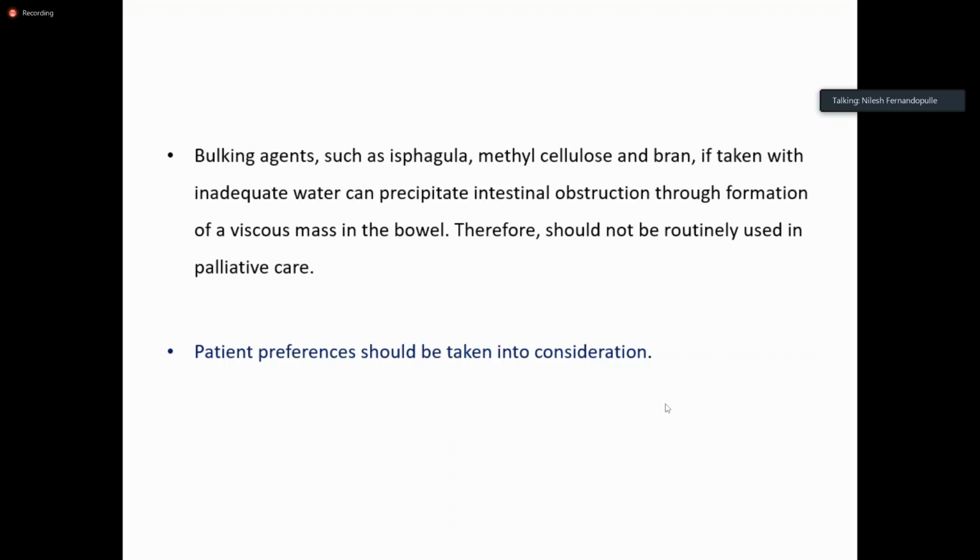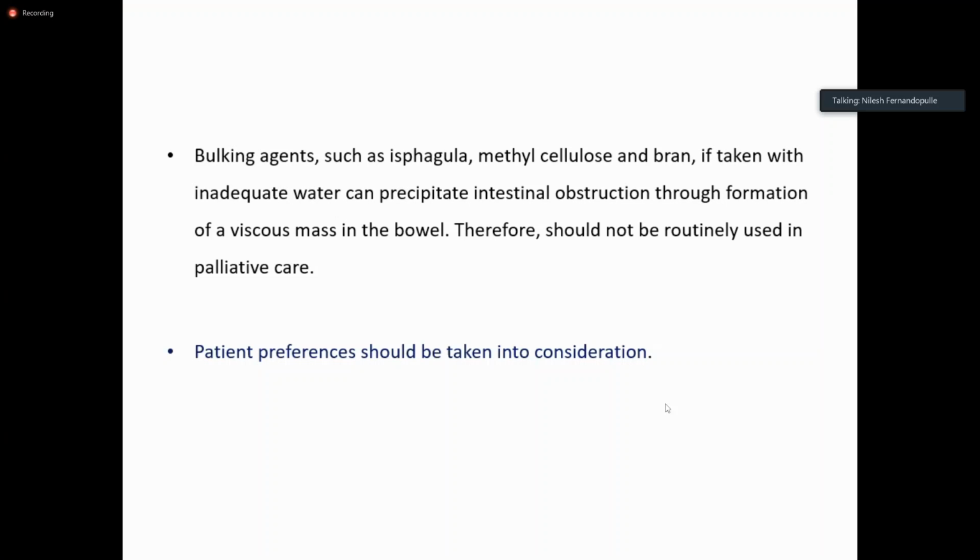Unless you are really sure the patient is able to drink a lot of water. Even in normal practice, if you are using bulking agents or fibers, make sure that you tell the patient they need to drink a lot of water. Otherwise, it will make the symptoms worse.